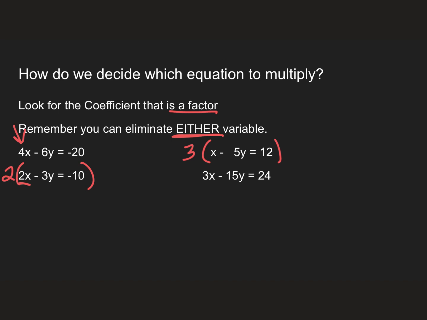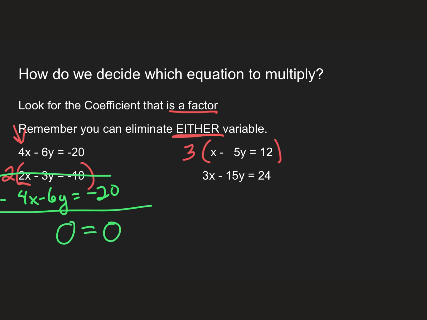So this equation on the bottom is going to turn into 4x minus 6y equals negative 20, which you'll notice is the exact same equation above it. So when I actually subtract these, I'm going to end up with 0 equals 0. Well, just like when we solve regular equations, that means that this is a true statement. So it has infinitely many possible solutions.